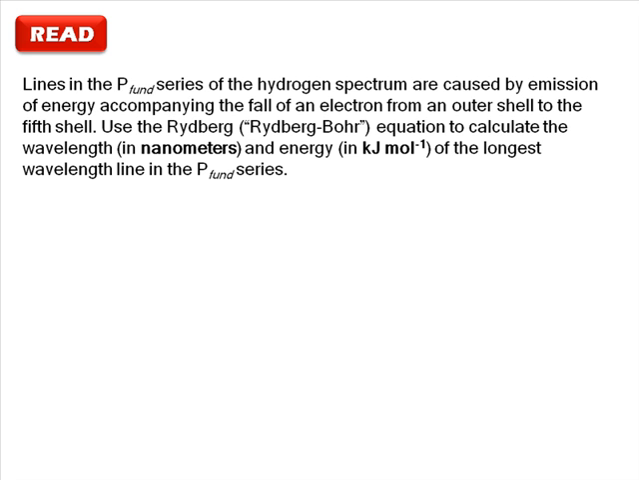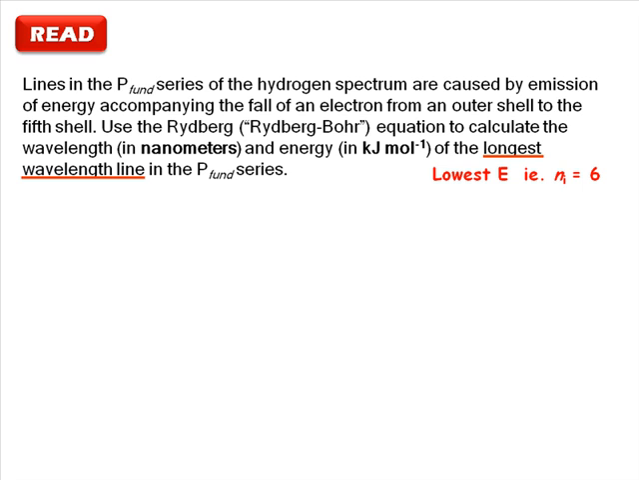The question asks you to use the Rydberg-Bohr equation to calculate the wavelength and energy that correspond to the longest wavelength line in the Pfund series. Longest wavelength means we're looking for the transition that emits the least amount of energy, in other words, the smallest transition. That transition would be n equals 6 to n equals 5.